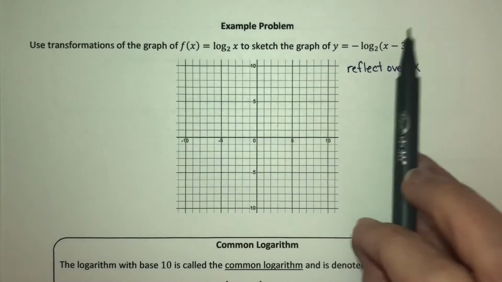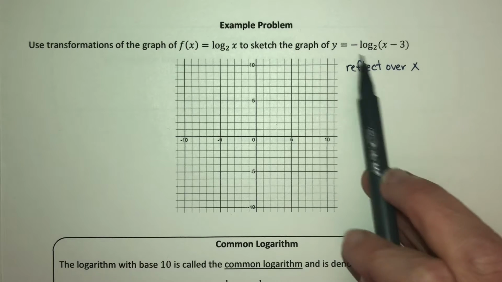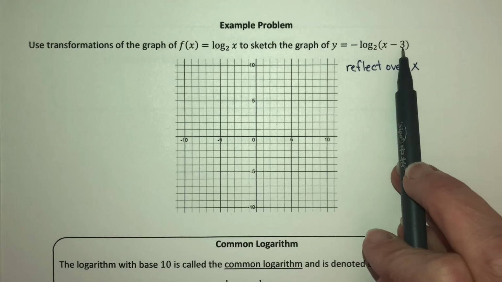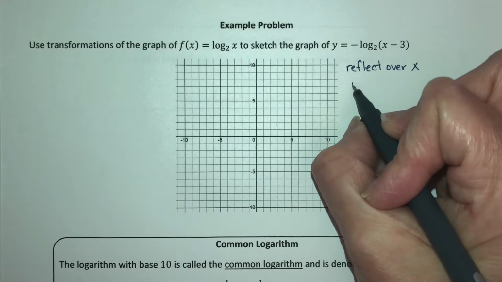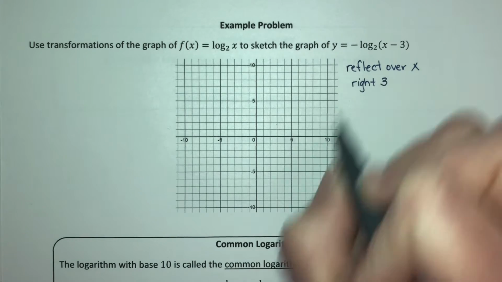Okay, and then here we have an x minus 3, and this is inside of our logarithm. So this is going to be a horizontal shift. And since this is a minus sign, this is going to the right 3.